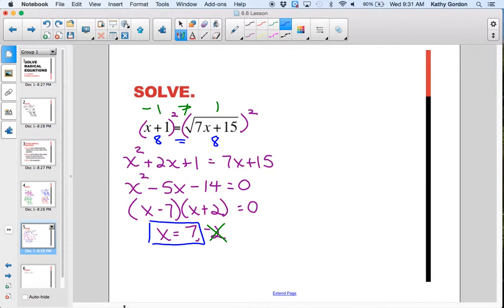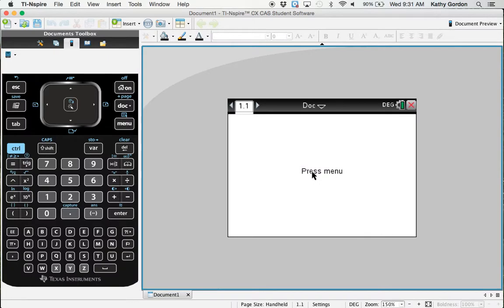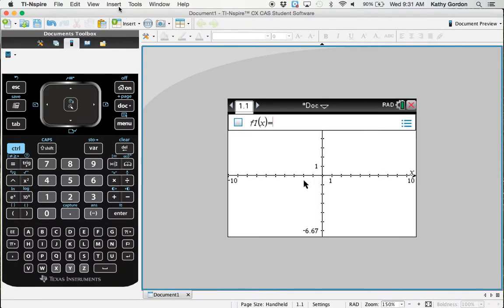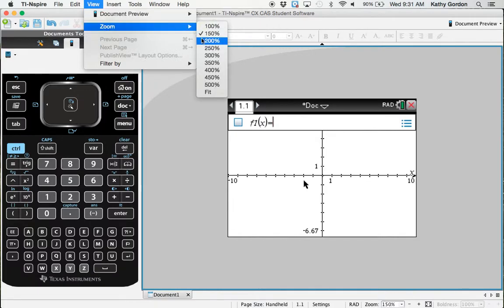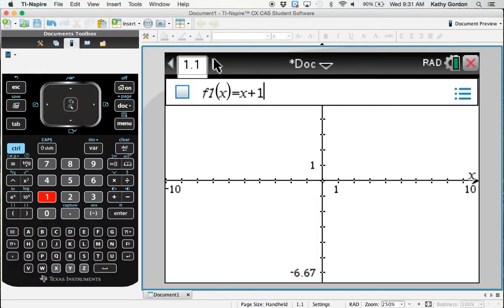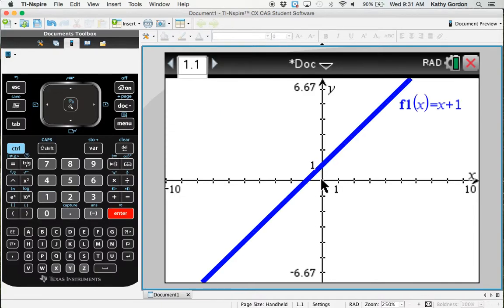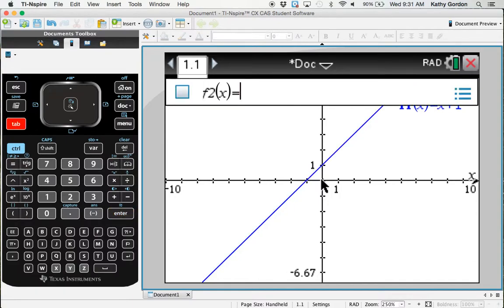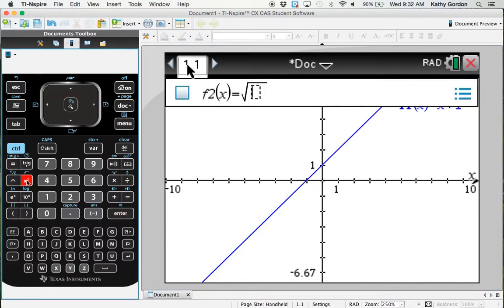Okay? You can also check this graphically. So I just want to show you really quick what that would look like and why this is true. So what we're trying to say here is that we've got these two expressions that are equivalent, or we want to know for what x value these two are equivalent. So when I go to graph this, let me make this a little bigger. Zoom. X plus 1 is going to be one of my functions. That was what was on the left side. And then the square root of 7x plus 15 is the other expression.